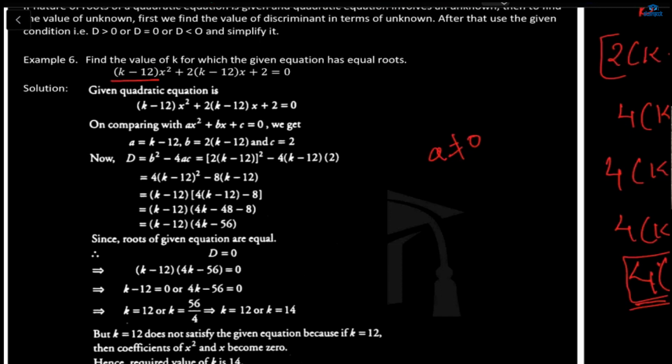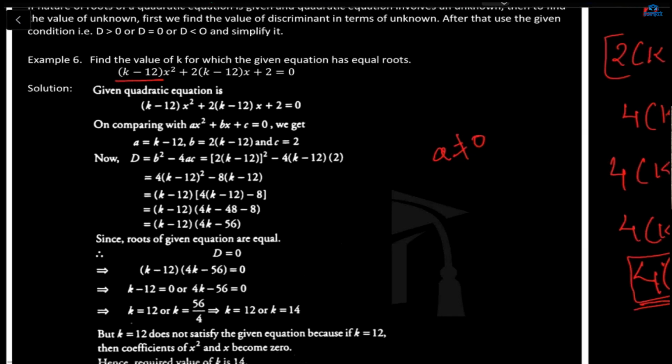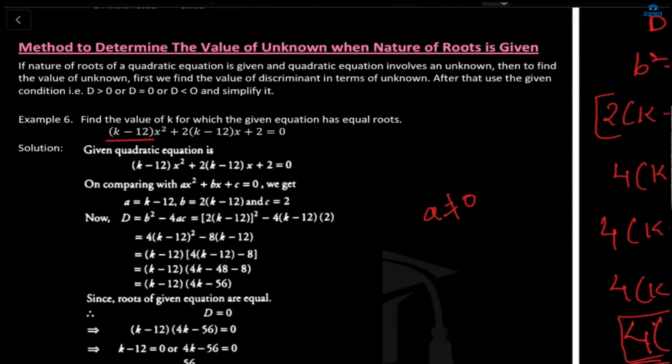Okay, so how can you find out the missing value, or the constant value, in your quadratic equation? You see the equation here. Another question is not there here. Okay, so you see the question here: find the value of k for which the given equation has equal roots.